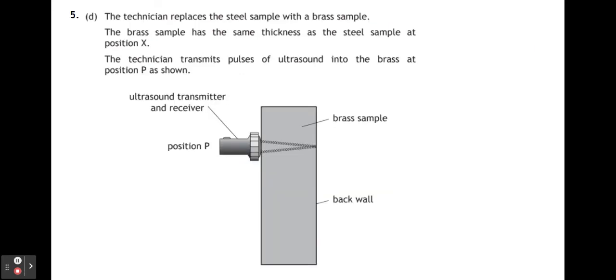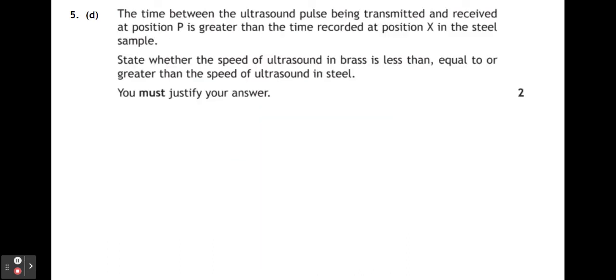Part D. The technician replaces the steel sample with a brass sample. The brass sample has the same thickness as the steel sample at position X. The technician transmits pulses of ultrasound into the brass at position P as shown. The time between the ultrasound pulse being transmitted and received at position P is greater than the time recorded at position X in the steel sample. State whether the speed of ultrasound in brass is less than, equal to, or greater than the speed of ultrasound in steel. You must justify your answer.